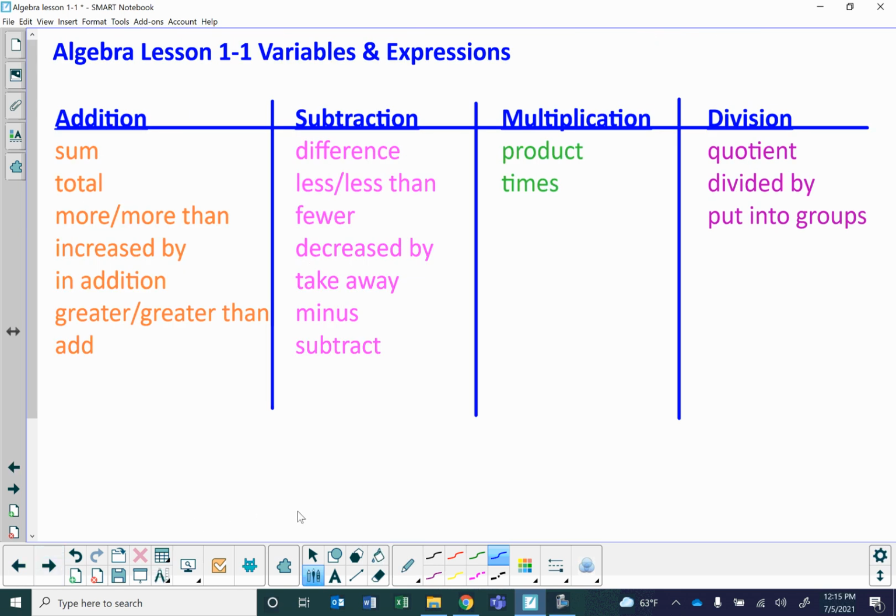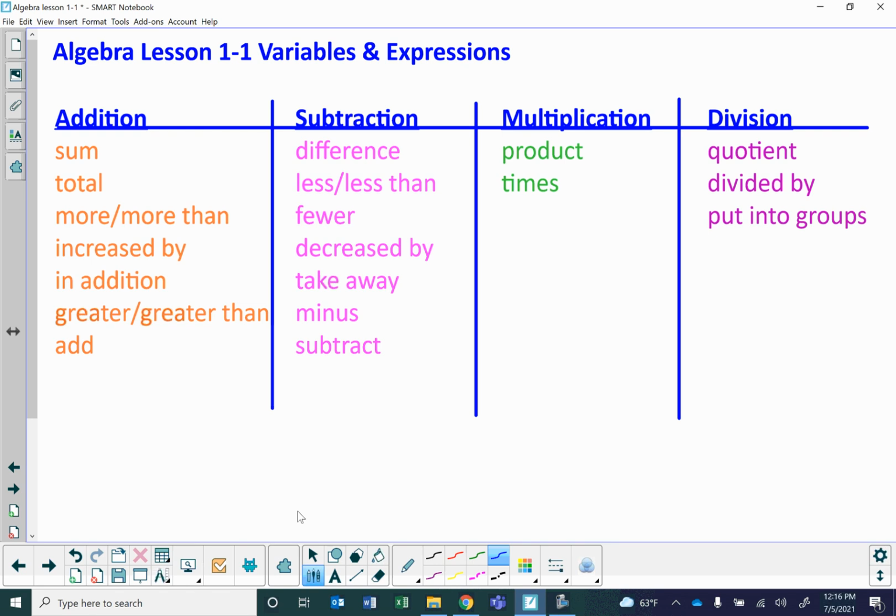Now, in order to be able to work with variable expressions, you have to know the basic words that mean mathematical operators. The basic mathematical operators are addition, subtraction, multiplication, and division. Different English words will imply whether you're supposed to add, subtract, multiply, or divide, and I've written them down here. You may want to pause the video as you write them down.